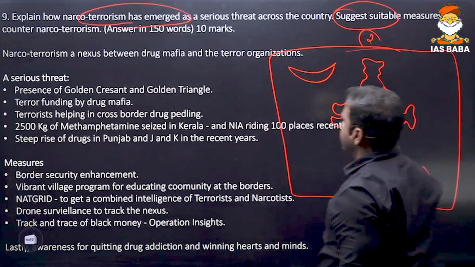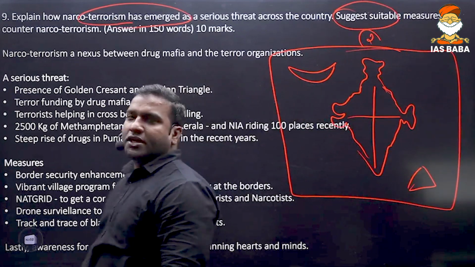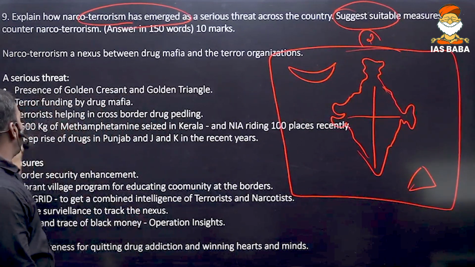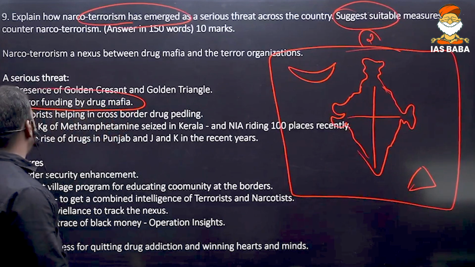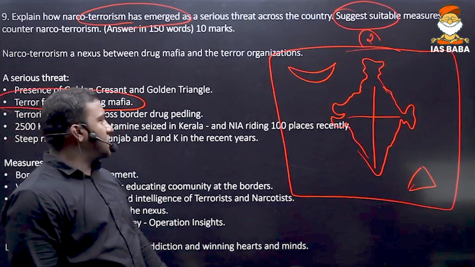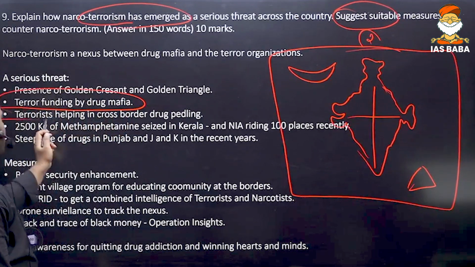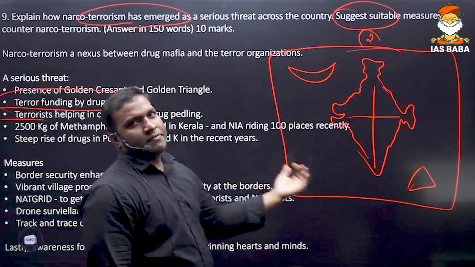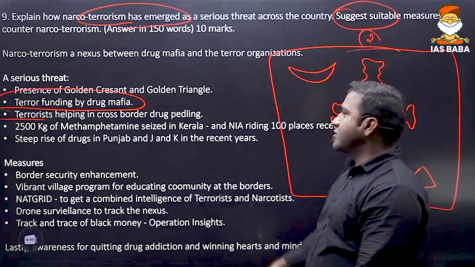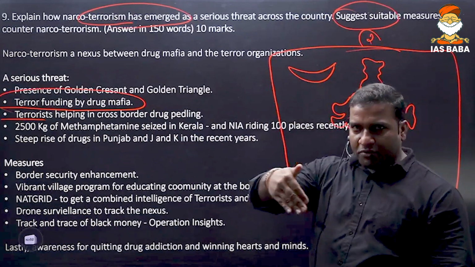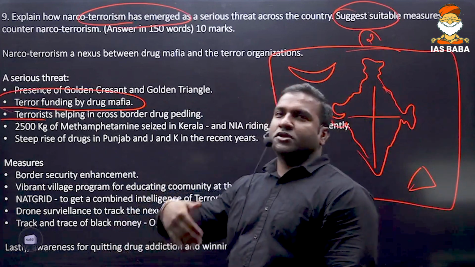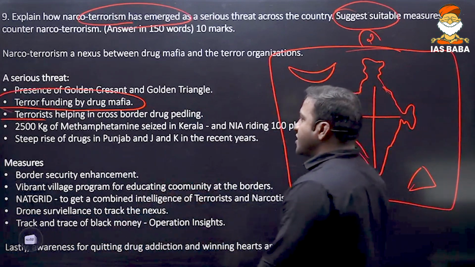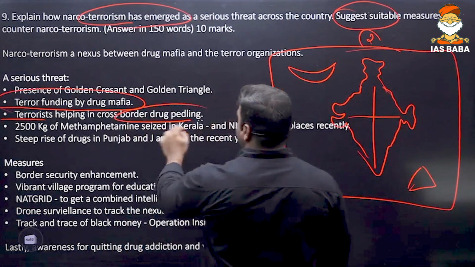And value addition. Then terror funding by drug mafia. So the revenue coming from the drug mafia will be funded to the terrorist organizations. Then terrorists helping in cross border drug peddling. So terrorists, they will be very much efficient, expert in crossing the borders, infiltration, and so as and when they cross, they take the drug.